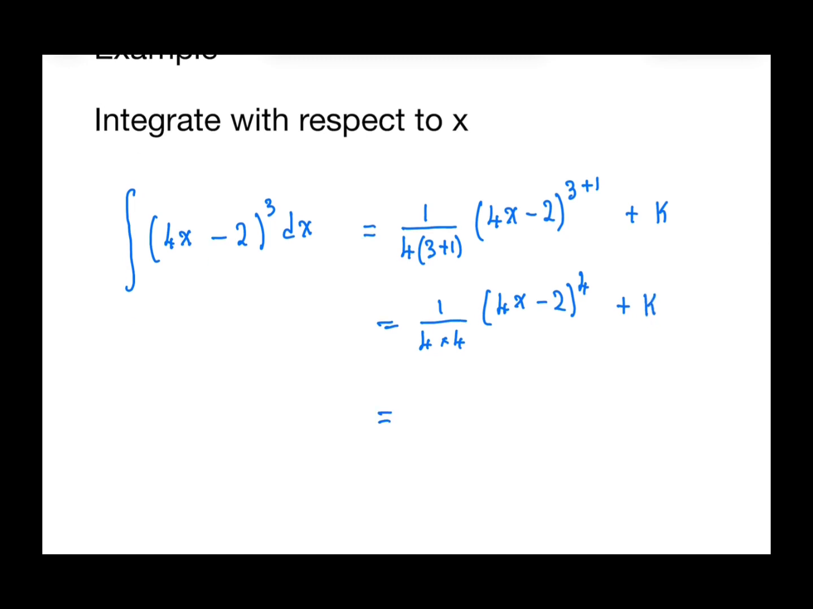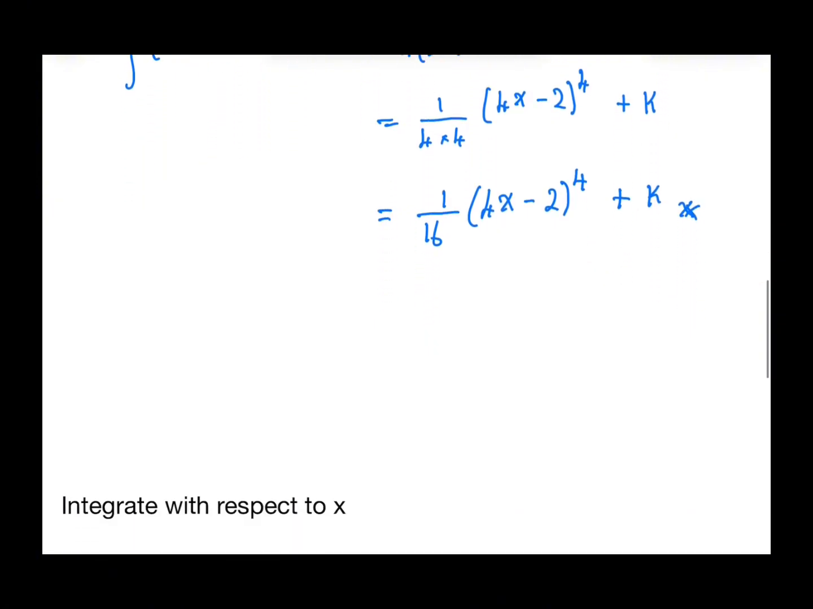Now it becomes 1 over 16 into 4x minus 2 all to the power of 4 plus the constant k. That is how we integrate easily. Let's take another example, number 2.